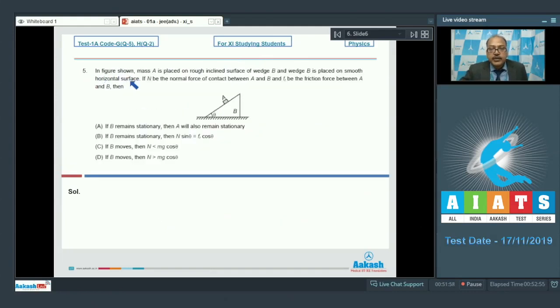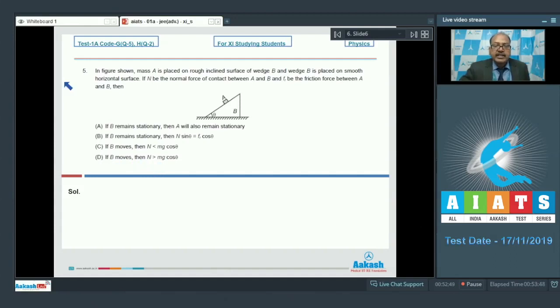Question 5 says, in the figure shown, mass A is placed on the rough inclined surface of wedge B, and wedge B is placed on a smooth horizontal surface. If N is the normal force of contact between A and B and Fr is the friction force between A and B, then option A says if B remains stationary, then A will also remain stationary. Option B says if B remains stationary, then N sin theta is equal to Fr cos theta. Option C says if B moves, then N is less than mg cos theta. And option D says if B moves, then N is greater than mg cos theta.